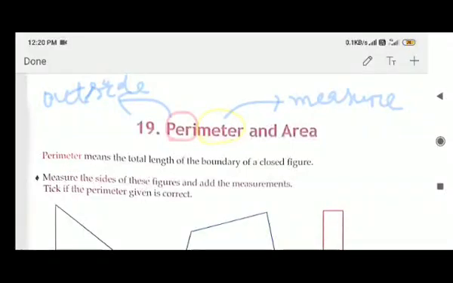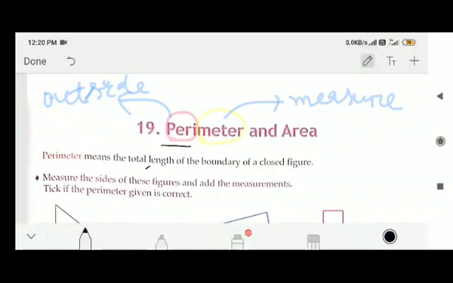So students, today we'll learn about a very good concept, perimeter. Perimeter is a combination of two words: one is peri, another is meter. Peri means outer side, and meter means to measure. So perimeter means measuring the outer side of a figure.